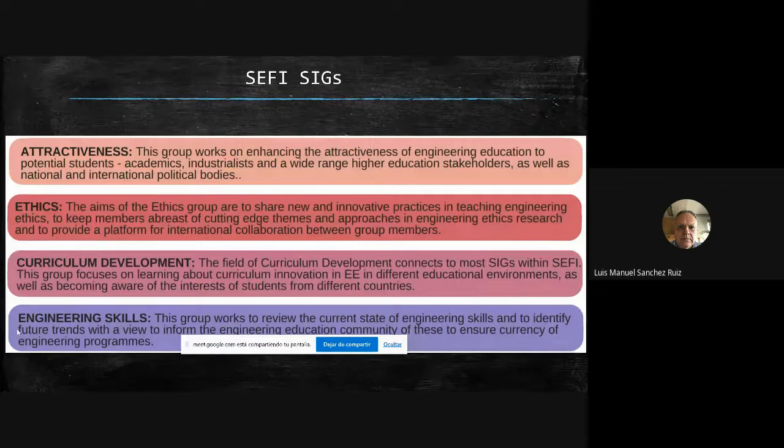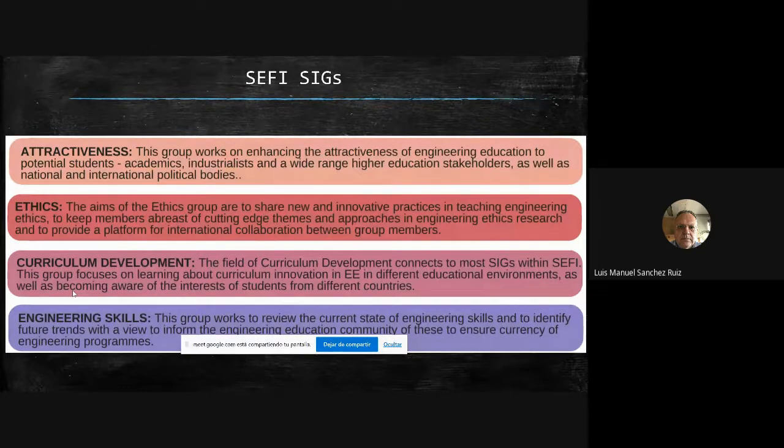We also have working groups on ethics, curriculum development, and engineering skills. So as you can see, it has to do not only with technical, technological, scientific disciplines. It covers other ideas like ethics, to promote ethical behavior inside engineering education. That is important for some people.